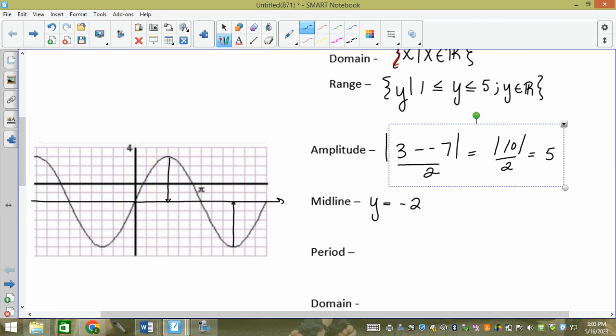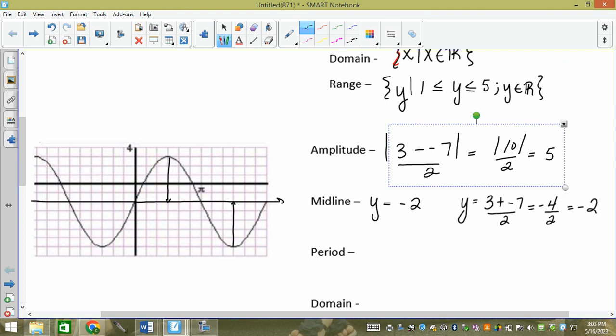Remember, we can do the formula, though. We can just go y equals max, which is 3, plus min, which is -7, divided by 2, which is -4 divided by 2, which is -2. Remember, there's no absolute values on the midline, because our midline can be below the x-axis and above, so it can be negative or positive.